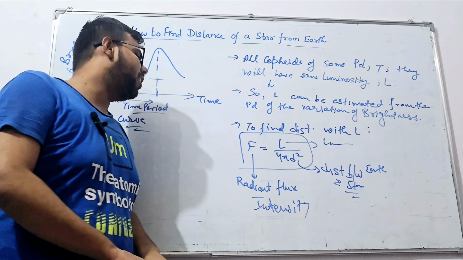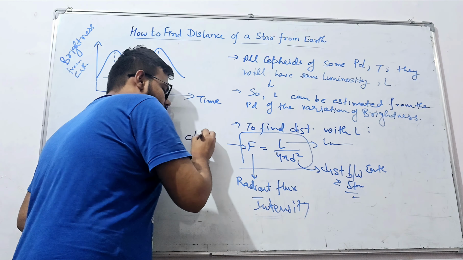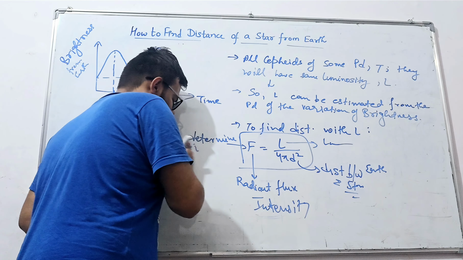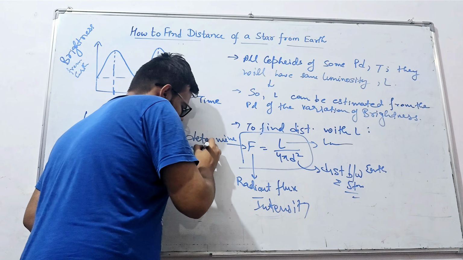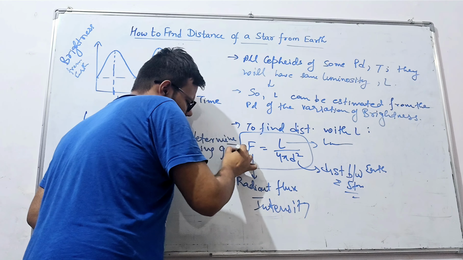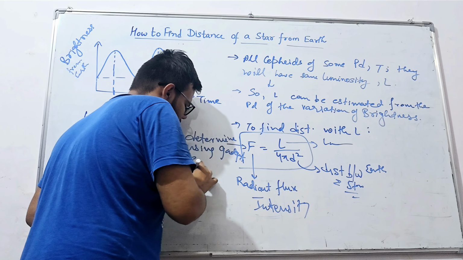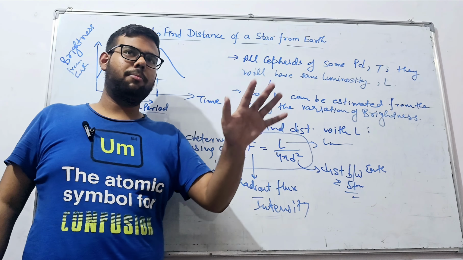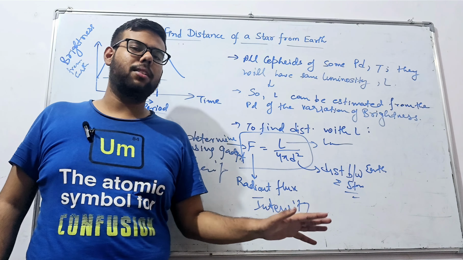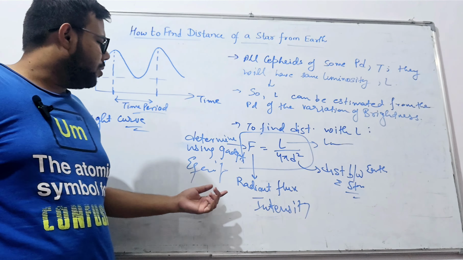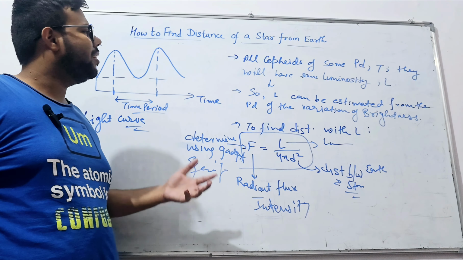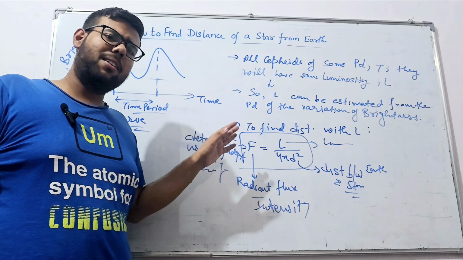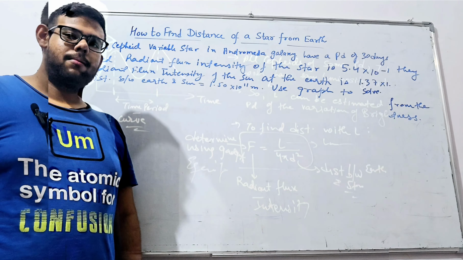F we determine using some gadgets or equipment, of course. You can use a camera also, or other equipment which you will find in a lab. Having said all this, let's discuss a question now to understand everything in a better way, and we will see the period luminosity graph also.